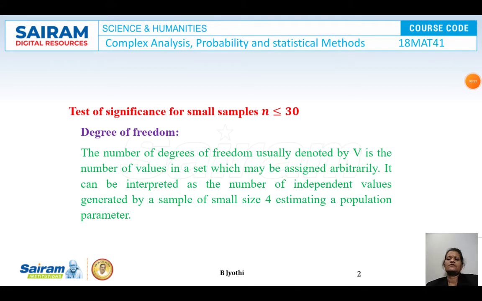So, test of significance for the small sample, that is n less than or equal to 30. Now, degrees of freedom. The number of degrees of freedom, usually denoted by nu, is the number of values in the set which may be assigned arbitrarily. It can be interpreted as the number of independent values generated by a sample of small size for estimating a population parameter.